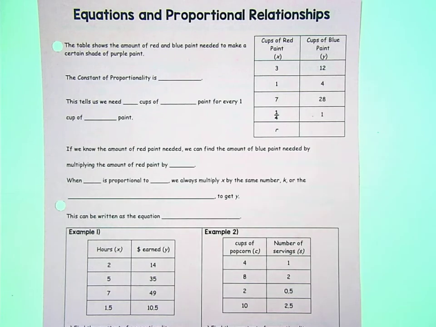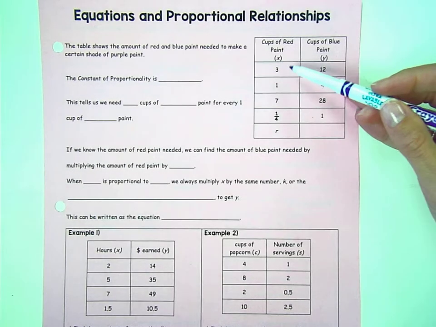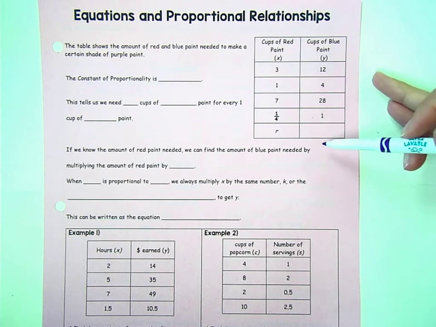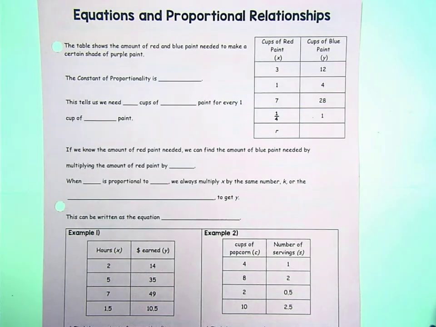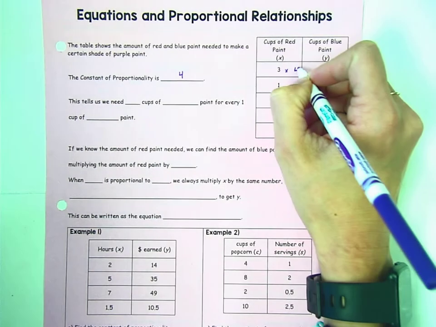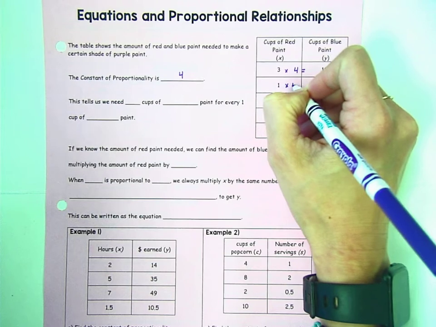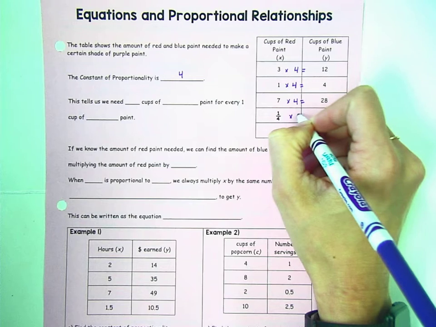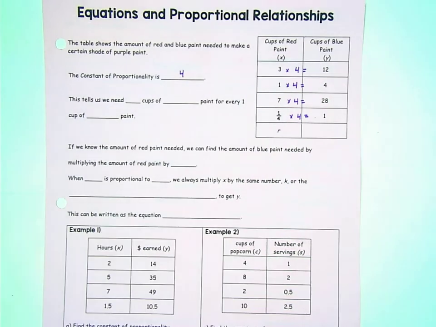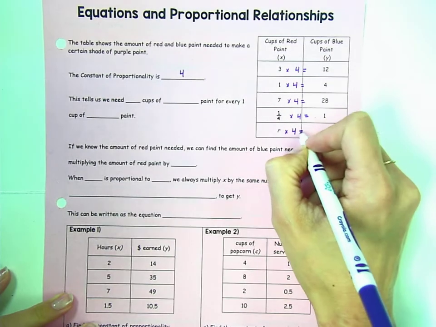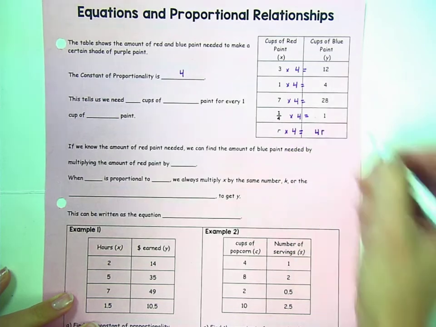We want to think, what are we multiplying all of the values in my first column, or the x column, by to get the values in my y column? So in this case, the constant of proportionality is 4 because we're multiplying all of the values in the x column by 4 to get the value in the y column. If we had an unknown number of cups of red paint, we could multiply that by 4 to find that we would need 4 times the amount of red paint.